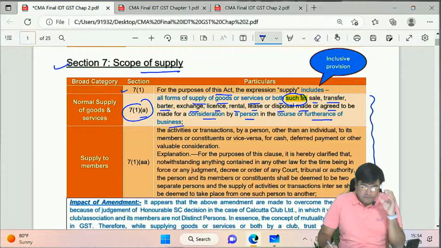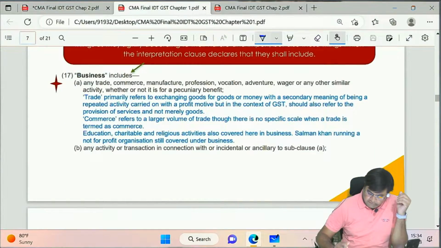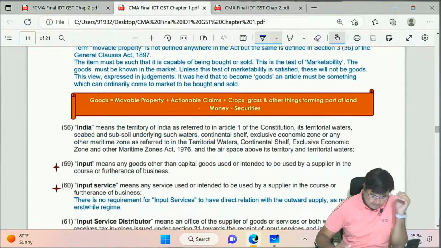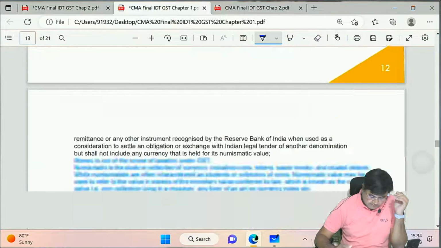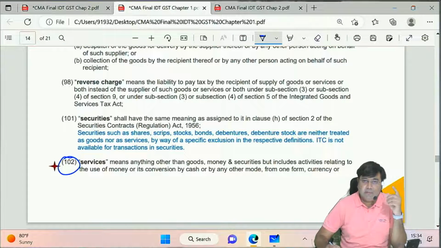So let us first discuss various terms used in section 7 subsection 1 clause A before we discuss in detail the provision of section 7 subsection 1 clause A. All forms of supply of goods or services or both. We already discussed in the last chapter the definition of goods and services, correct? We have discussed in detail. So the goods definition we have discussed. We have discussed the services definition under clause 102. Along with the goods and services definitions, we also have discussed in detail money and securities.